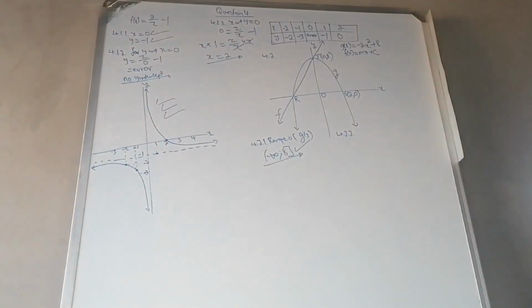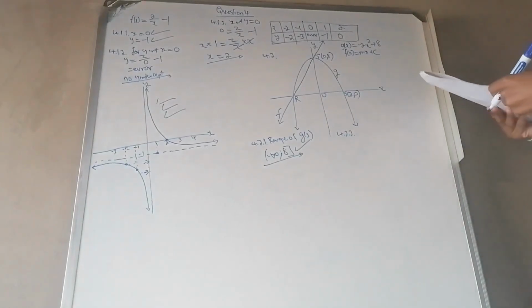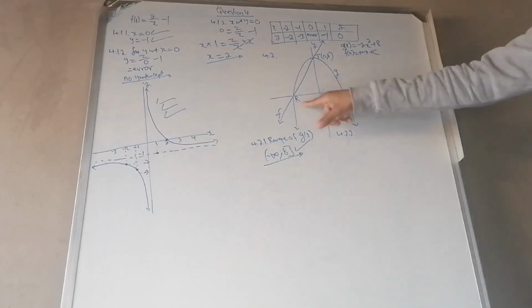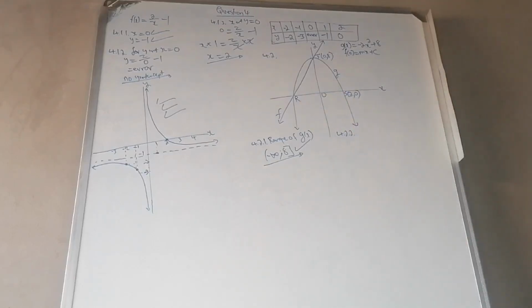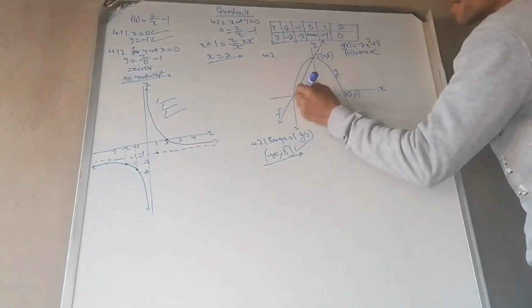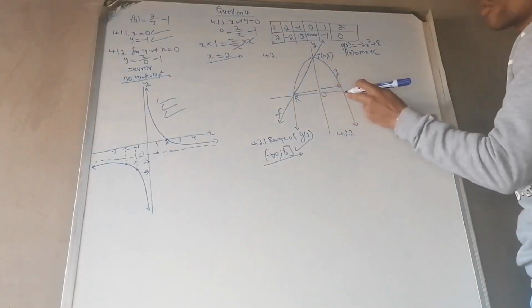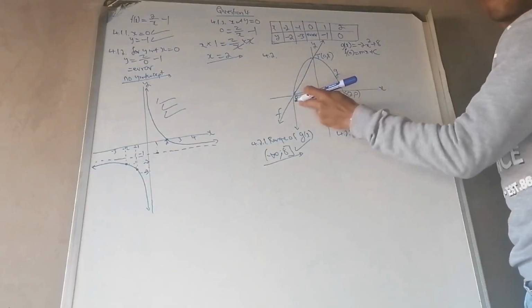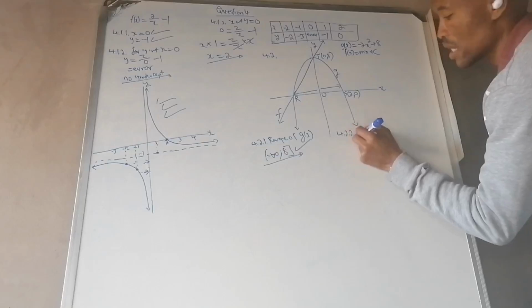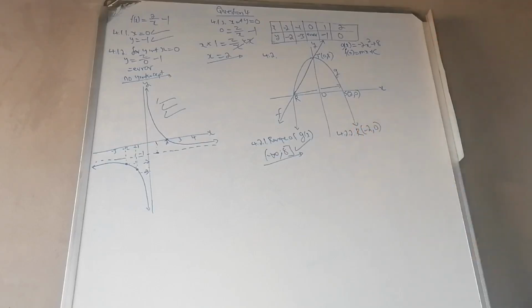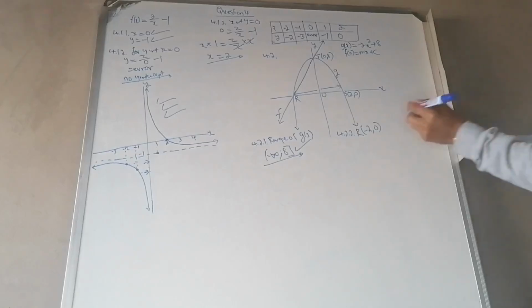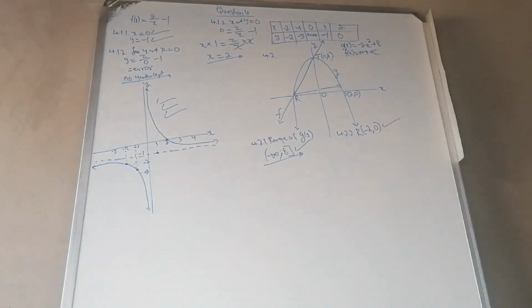4.2.2. Write down the coordinates of R. I know that on the graph, R is on the x-axis, and the x value is minus 2. So the coordinates of R are minus 2, 0. Fundamental, very basic stuff. 1 mark.